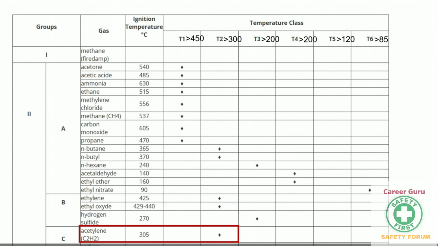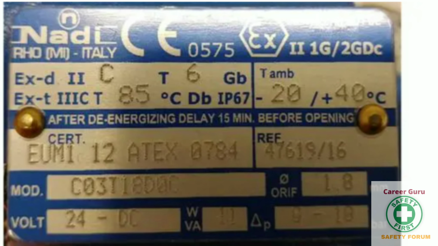So like that, with the help of this chart, you can identify the presence of the gas, like which gas will be there in that particular temperature class and what will be its ignition temperature. So friends, now we are going to see an example. Here we will see one ATEX code for an equipment. So let us interpret what it means.